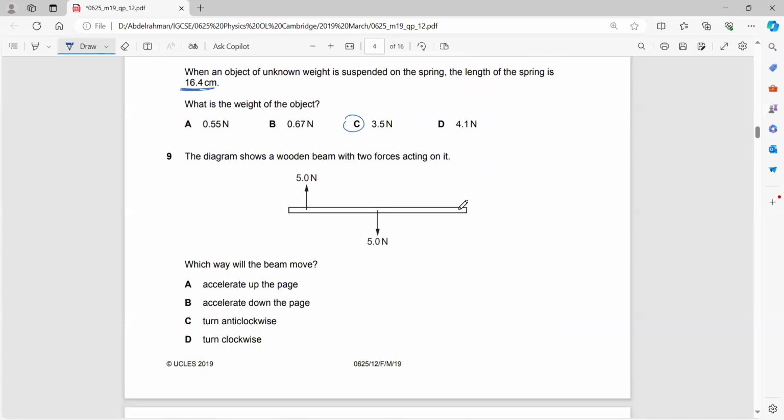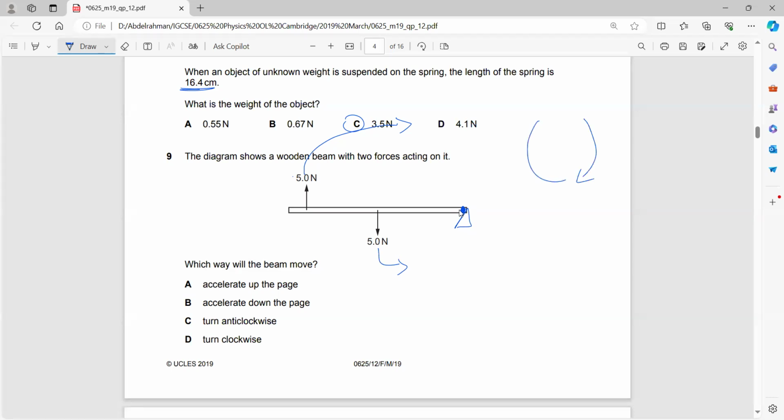For question 9, this is a really nice question. In which way will this beam move? If you take the pivot, for example, at this point, you will find that the 5 newton force will apply a greater moment in this direction than this 5 newton force. What is this moment? Is it clockwise or anti-clockwise?